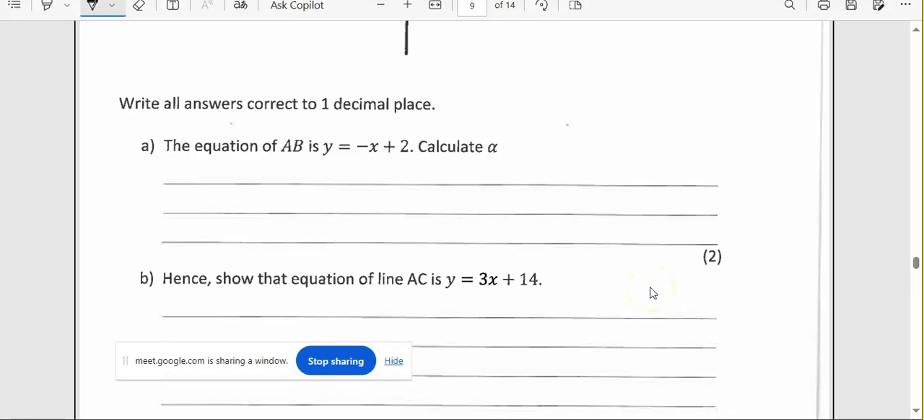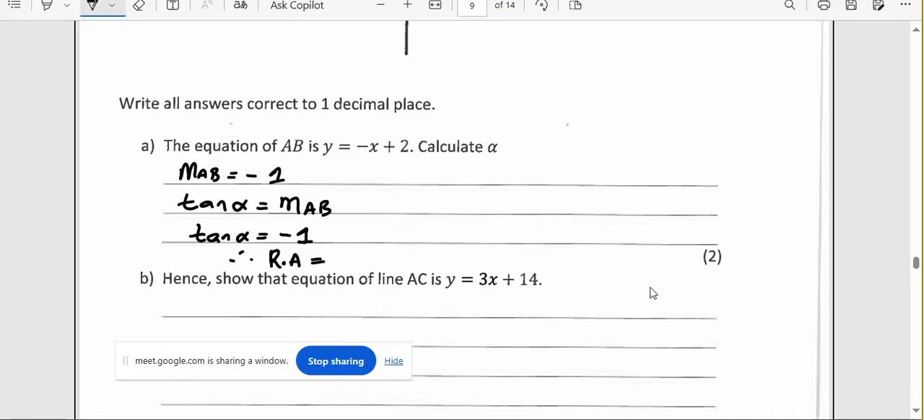So to find alpha, let's work this down here. We said that the gradient of AB is equal to -1. To find alpha, we use the equation that says tan alpha is equal to the gradient of AB. That is the equation that we're going to use. So if tan alpha is equal to the gradient of AB, which is -1, therefore alpha will be equal to what? Remember, since the gradient is negative, we need to find what we call the reference angle.